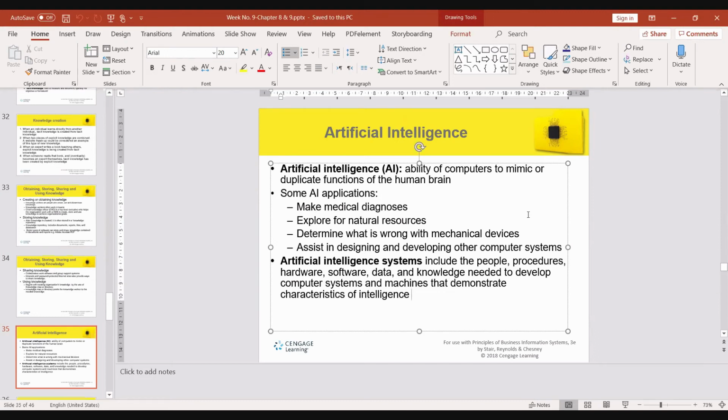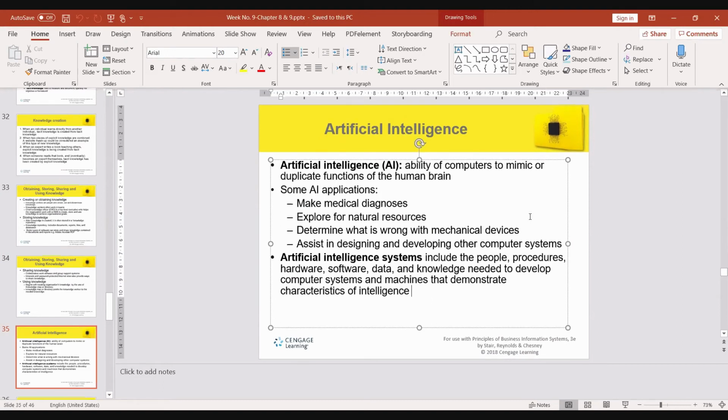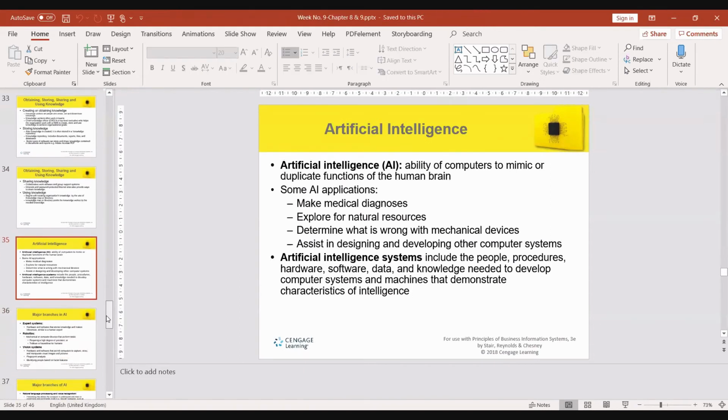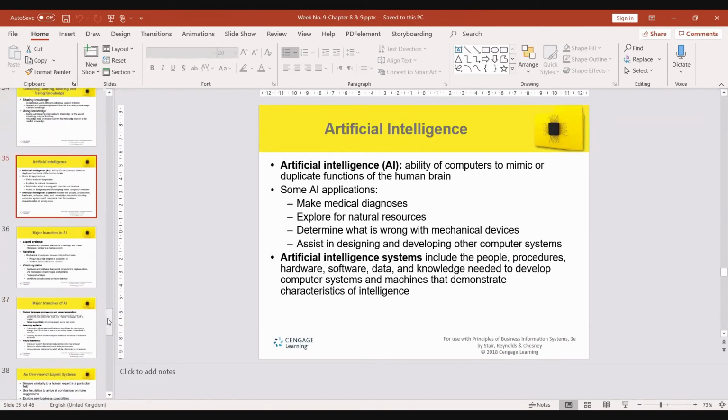Can you give me some examples of artificial intelligence? You have robots. Yes, very good. Robots in different fields. We are using robots in different fields. In manufacturing, can you give me any example? Car manufacturing. Yes, it's very common there in car manufacturing.